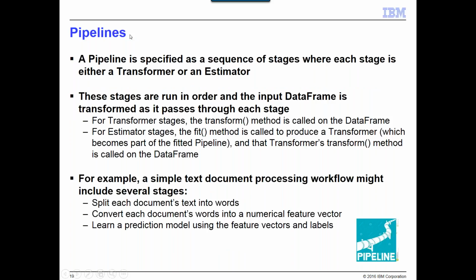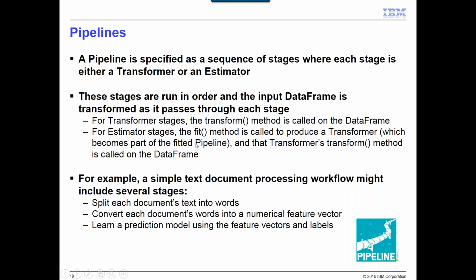So we talked about pipelines a little bit, but again, just to review, it is a sequence of stages where each stage is either a transformer or estimator. Those are the two basic stage types that we already talked about. When you define a stage, the stages are run in order, and the input data frame that you pass to the stage is transformed as it passes through the stage components. Transformer stages have a transform method called on them, and the estimator stages are fitted with the data that is flowing through them.